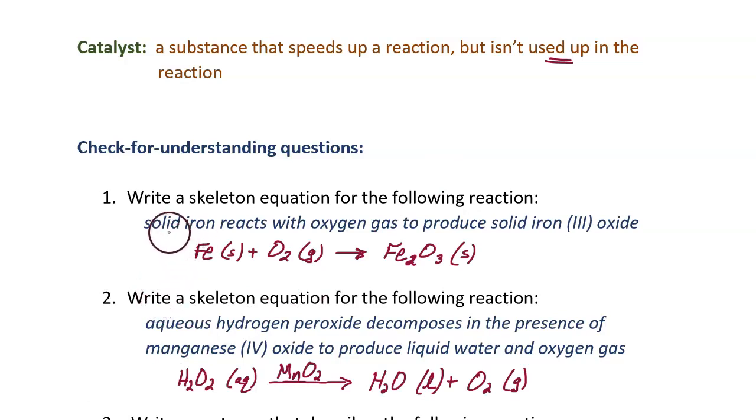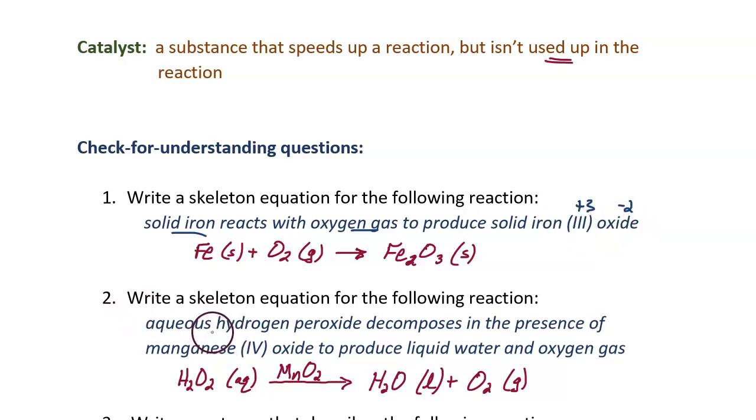Here's the answer for number 1. It says solid iron, that's Fe with an S after it. It reacts with oxygen gas, so you say plus and then O2 with a G after it. The word produce is the arrow, and that says solid iron 3 oxide. Iron 3 oxide is Fe2O3. The reason for that is that the iron is a positive 3 charge because of that Roman numeral. Oxide is negative 2 because it's in group 6A. It's going to take 2 of the irons to balance with 3 of the oxides.